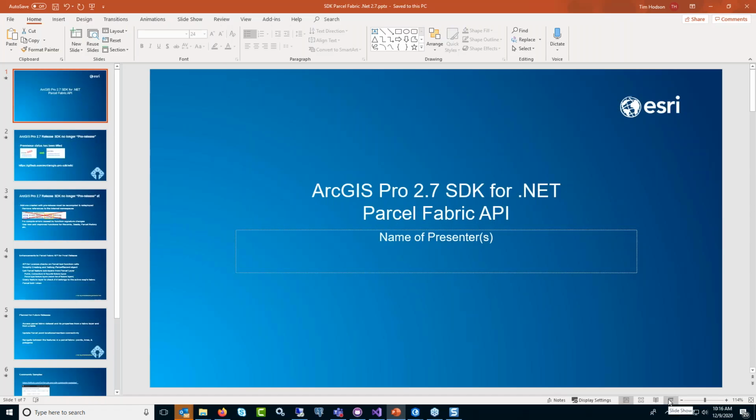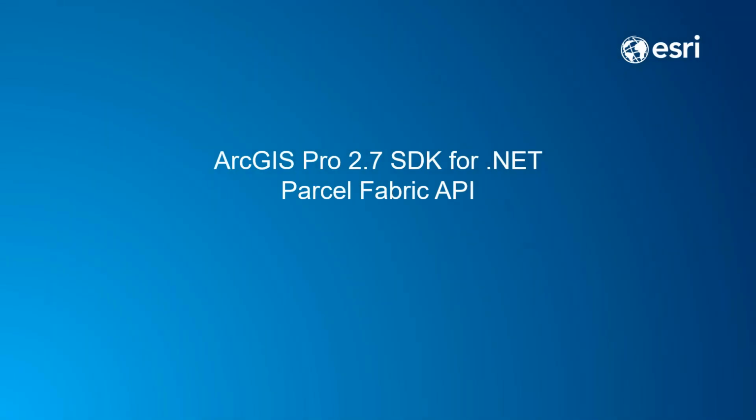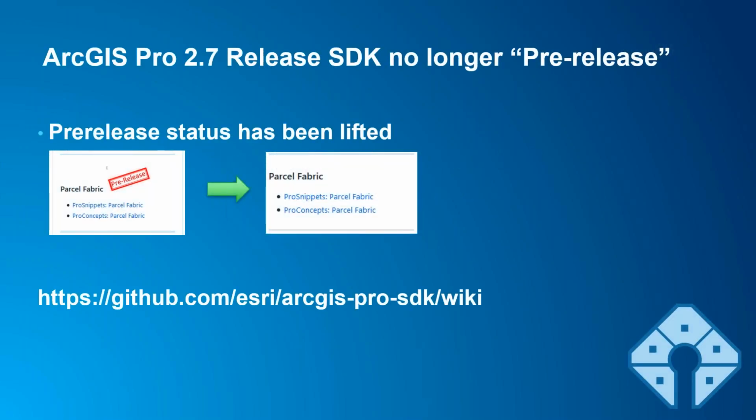Okay, so I'm going to talk about the Pro 2.7 SDK for .NET for the Parcel Fabric API. And the first big news, of course, is that it is no longer pre-release, so that pre-release status has been lifted. And so when, in 2 weeks, you go to the website at the repo for the wiki, you will no longer see that red stamp that says pre-release. You will see the full-blown Parcel Fabric 2.7 SDK.